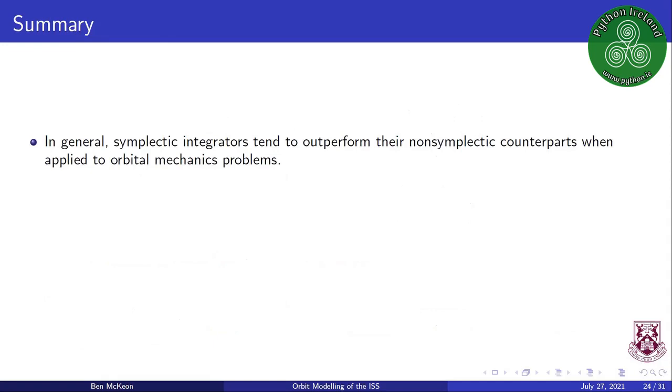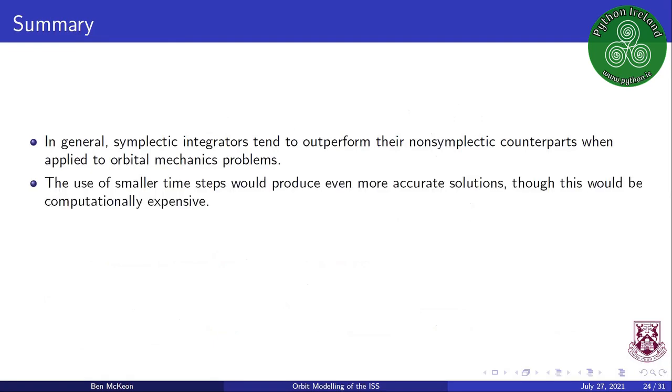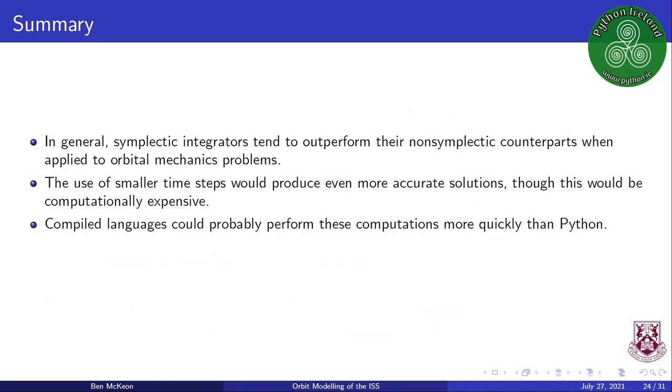So to summarize what we have to date, in general, the symplectic integrators tend to outperform non-symplectic integrators when you want to use them for orbital mechanics. And like I said earlier, if you wanted to shrink the time step, I used 5-second time steps, but if you wanted to use a fraction of a second, say 0.01 or 0.0001, or however many zeros you want, you get an even more accurate solution. But obviously, you're computing more points if you're making the time step smaller. So this would cause your code to have to run for a lot longer.